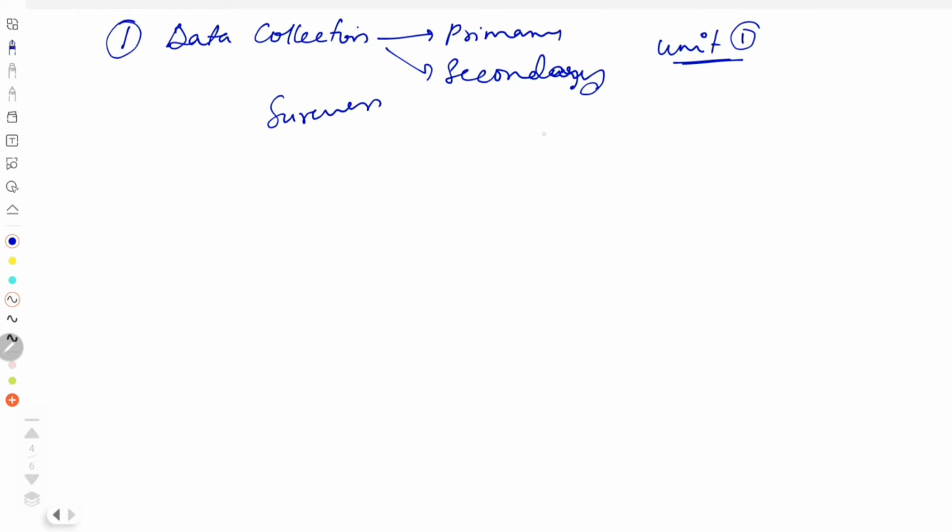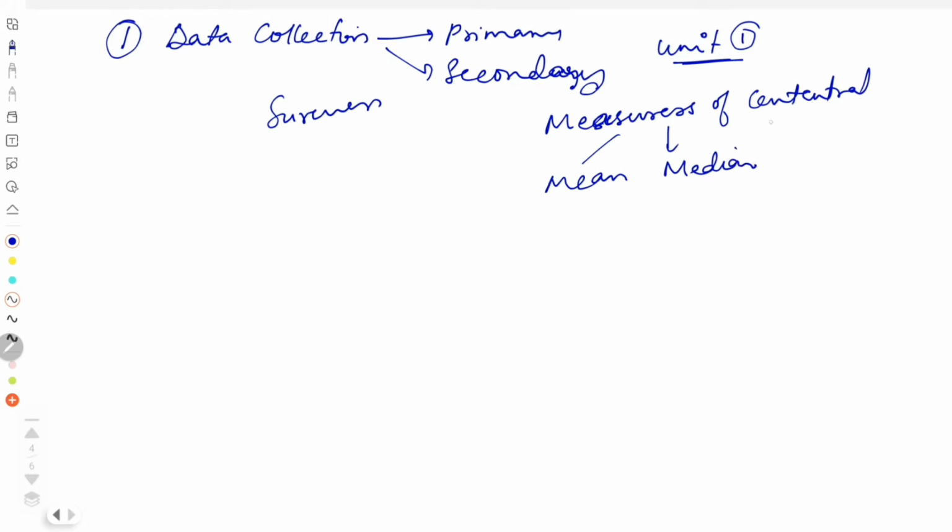Then the next important concept is the measures of central tendency. That is what is mean, what is median, what is mode, what is standard deviation, what is variance. So how can you calculate this mean, median, mode, standard deviation, or variance? We have had questions in the past where a frequency distribution table would be given and we will be asked to find out the standard deviation or the mean or median. So such practical questions would also come up.